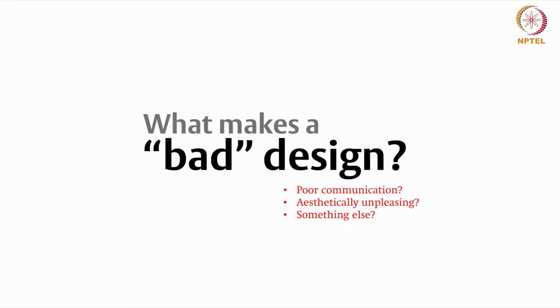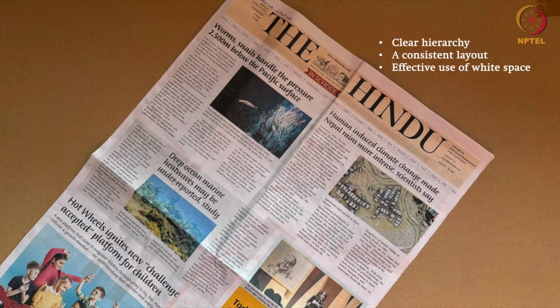Let us take a newspaper as an example and examine good and bad design in terms of visual communication. If the paper has a clear hierarchy, that means the headlines are bold and large, visible on the screen, making it easy for readers to distinguish between major stories and minor ones.